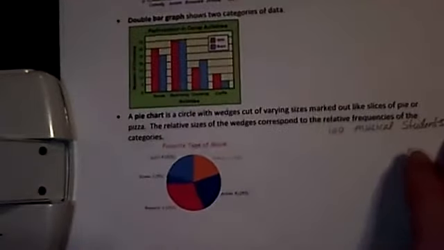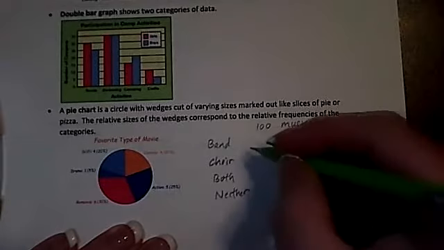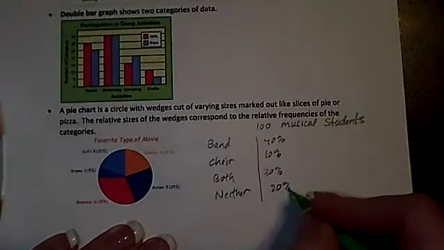Okay. And let's say we have band students. We'll have choir, maybe both, and then neither. That might be what our categories are. Okay. So let's say that I have 40% in the band, and let's say 10% in the choir, 30% for both, and then, well, 20% left there for neither.